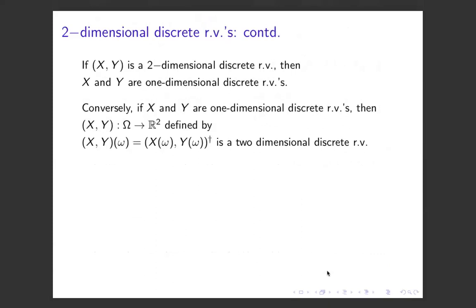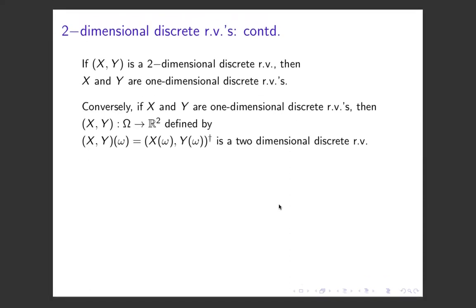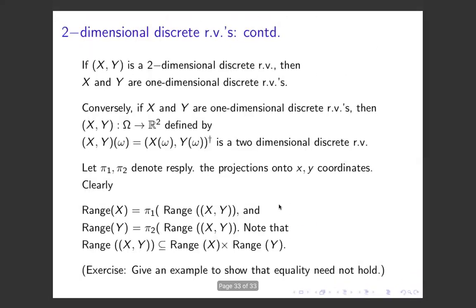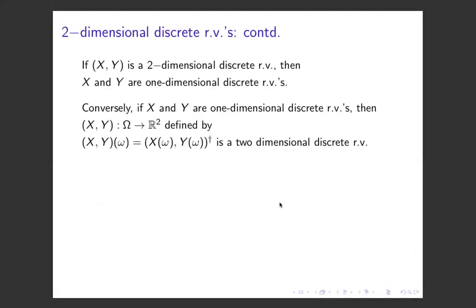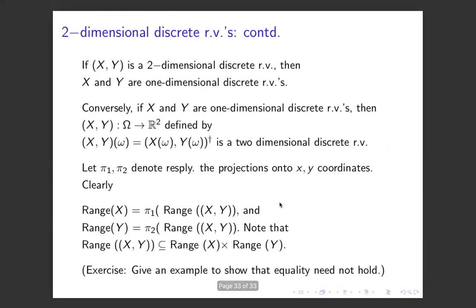Without feeling any guilty conscience, I can go to the next slide. If (X, Y) is a two-dimensional random variable, then these X and Y are one-dimensional discrete random variables, and conversely, as he had pointed out. So let me finish that particular slide since you have made it easier for me. Conversely, this is also true.